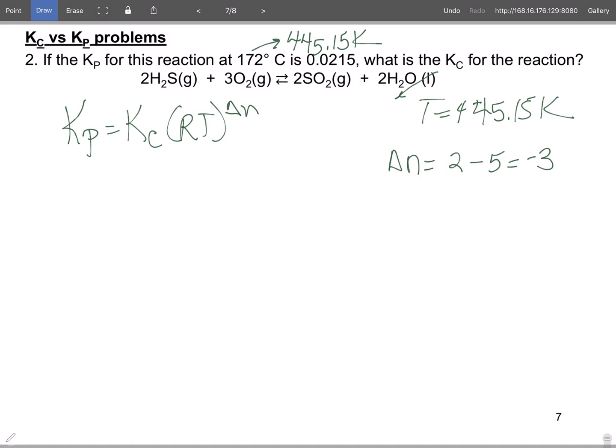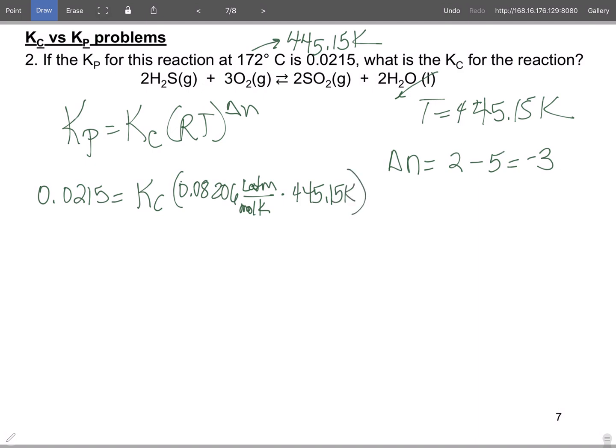Okay? So we know that the Kp is 0.0215. We're looking for our Kc, and our R is 0.08206 liter atmospheres per mole K. Remember, that's a constant. Times 445.15 K, all raised to the negative 3. So be very careful when you put that one in your calculator because that's the problem child.